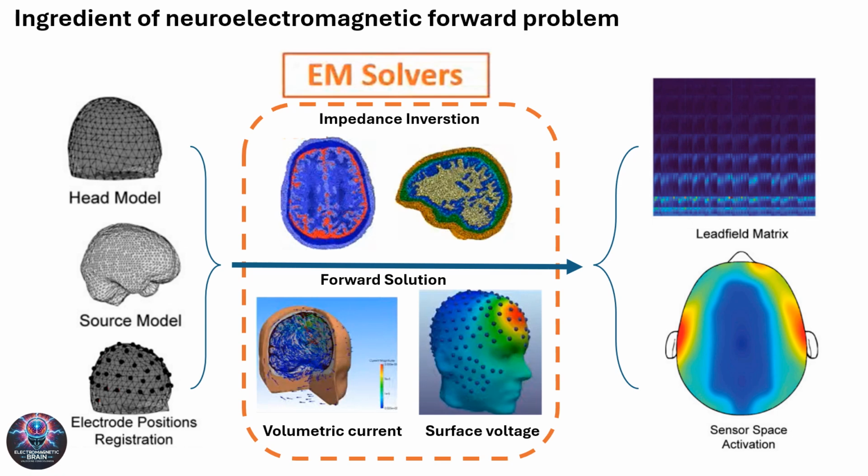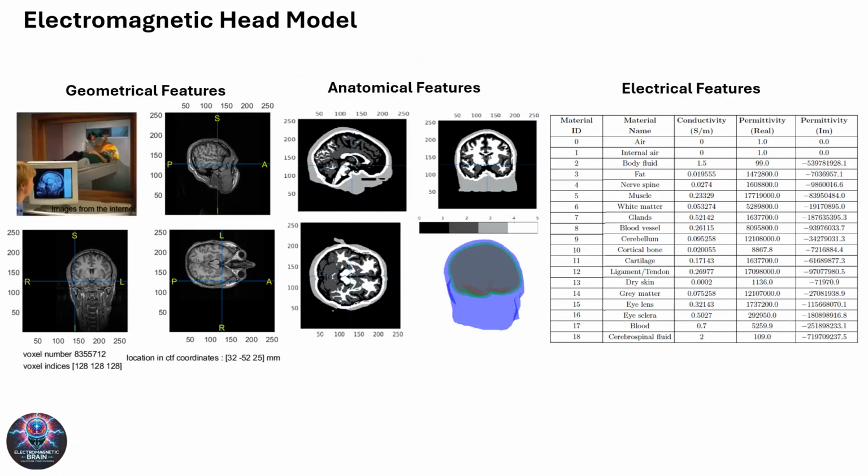Next, we formulate the forward problem by defining the electromagnetic solvers, which address the impedance inversion problem to estimate volumetric currents and surface potentials. These are then represented in the lead field matrix, playing the role of the impedance, which serves as the foundation for mapping neural activity to measurable signals. Let's begin with head modeling.